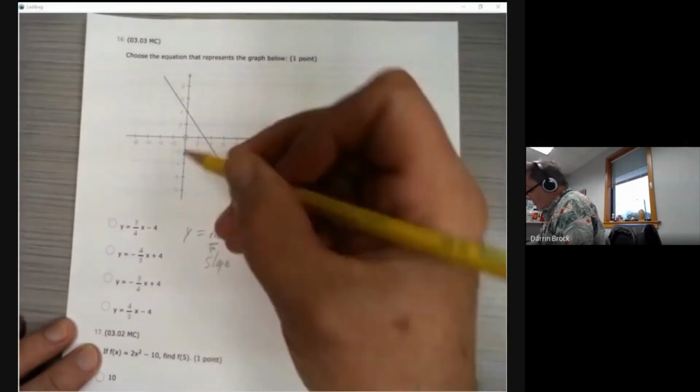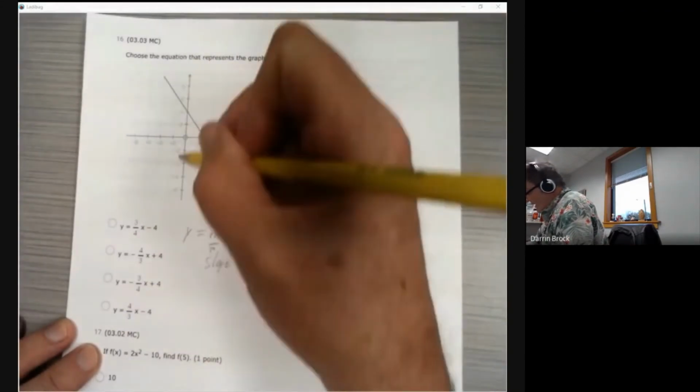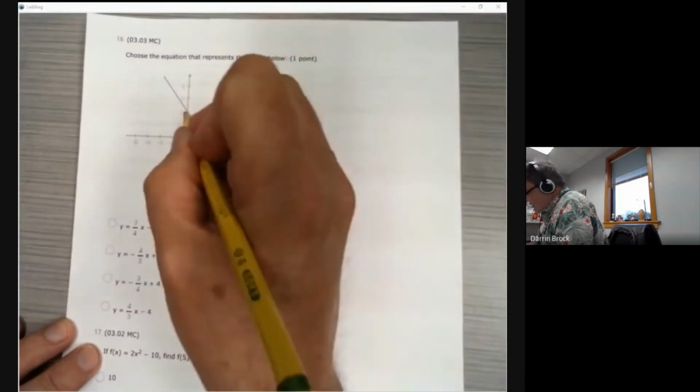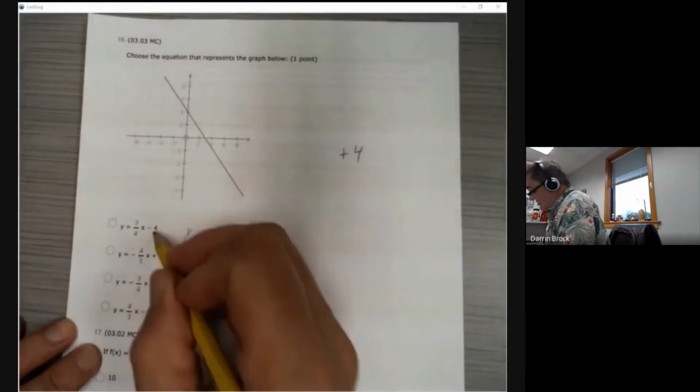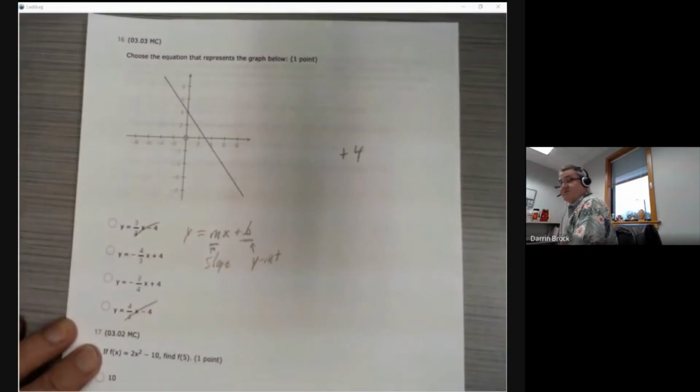So what is the y-intercept? Where does it intercept the y-axis? Where does it cross? Right there. So it should be a +4. That should be the end of the equation, the b. This is -4. This was -4. We've got it down to those 2 equations.